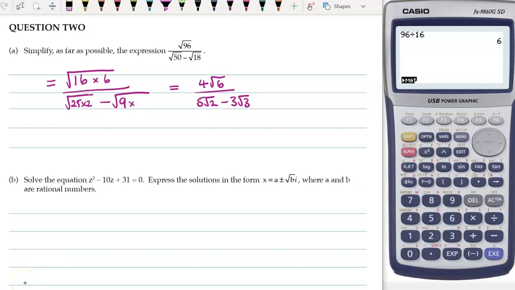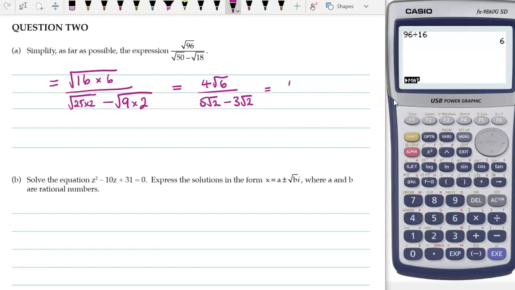I just made a mistake. To make 18, it's 9 times 2, not 3. So let's just fix that up. On the top we have 4 root 6. On the bottom we have 5 root 2 minus 3 root 2. So 5 minus 3 is 2, so that's 2 root 2. The 4 over 2 cancels to 2, and we can put the square root over the 6 and the 2 like so. So then it becomes 2 root 3.